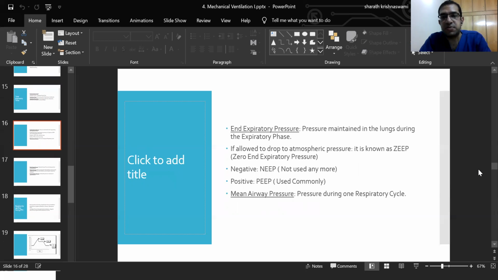So the end expiratory pressure is the pressure maintained in the lungs during the expiratory phase. If it is allowed to drop to atmospheric pressure, it is known as ZEEP, which is zero end expiratory pressure. A negative end expiratory pressure is not used anymore, whereas a positive end expiratory pressure is used commonly. The mean airway pressure is the pressure during one respiratory cycle.